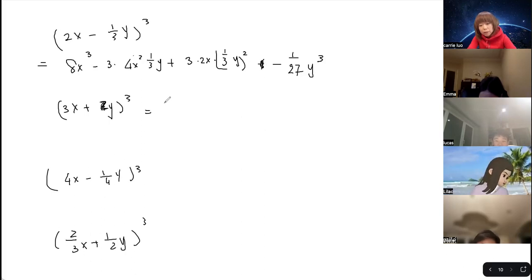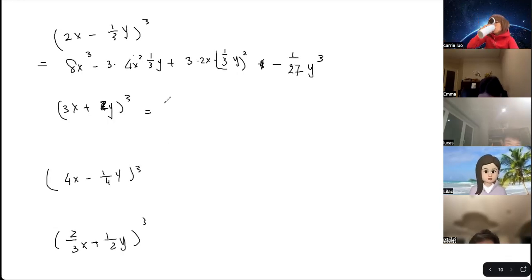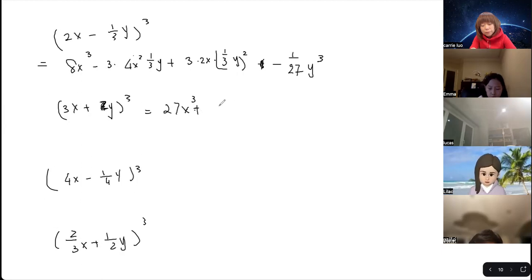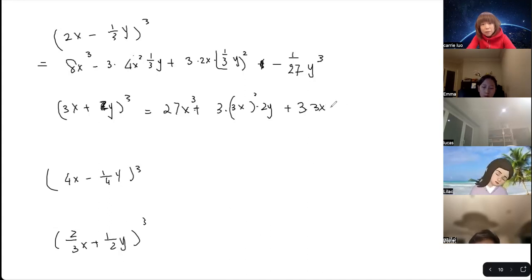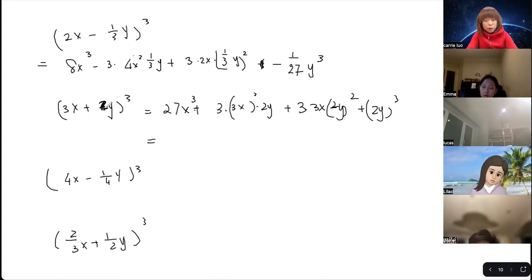Okay, so next one, Lilac. 27x cubed plus 8y cubed. No, it's 3 times 3x squared times 2y. Okay, plus 3 times 3x times 2y squared. Get it, Lilac? So it's 2y cubed. Wait, is that a 2 or a 3? Two. Oh, I'm sorry, 27x cubed plus.